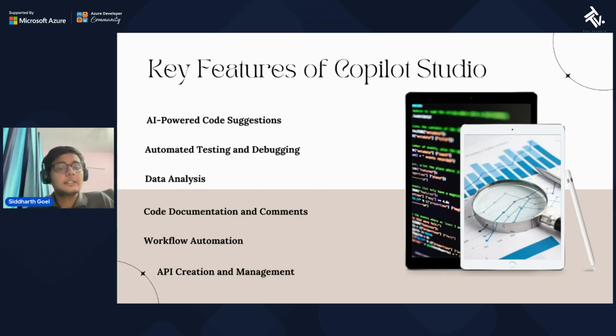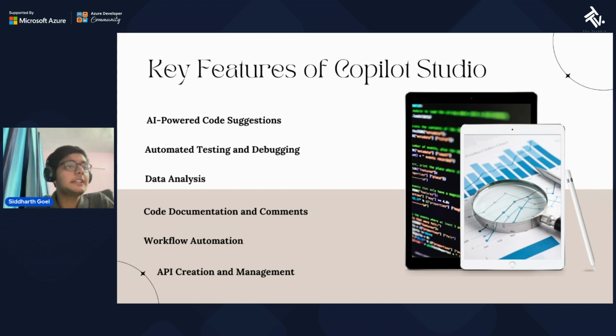And now I'm coming to discuss some key features of Copilot Studio. AI-powered code suggestions basically help the developer get a different perspective on their code. Whenever they get different suggestions, they are able to incorporate them in their code and give a better output.